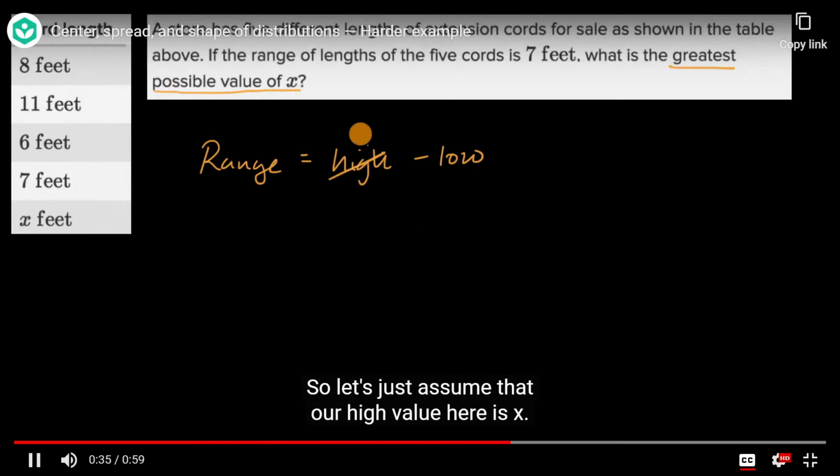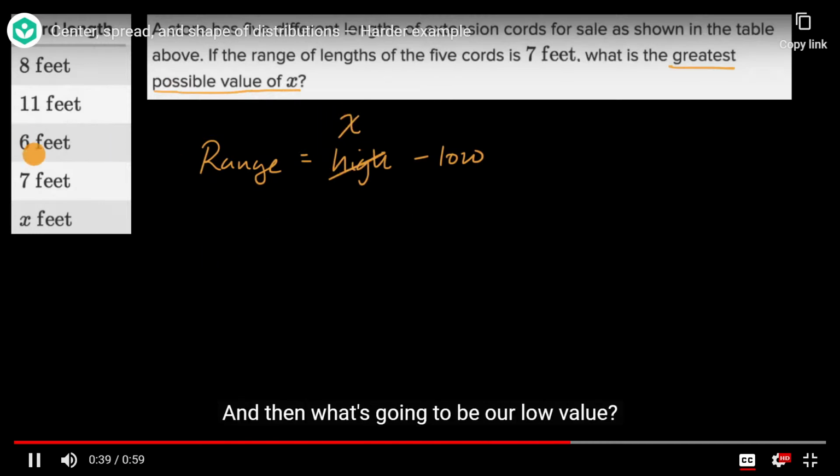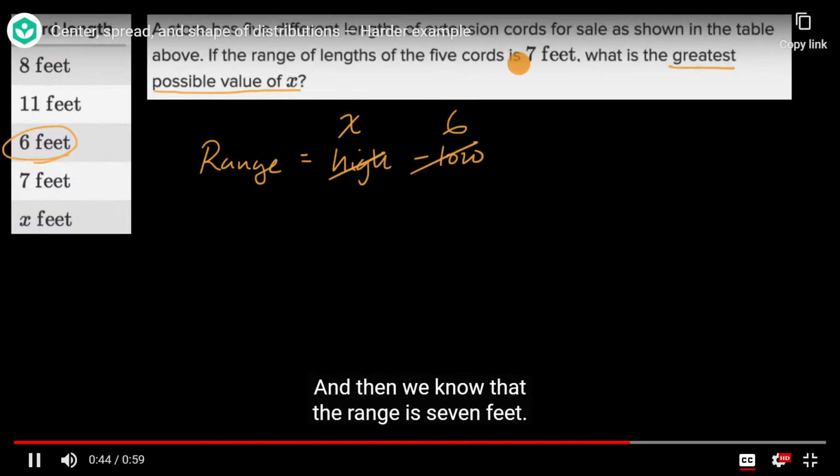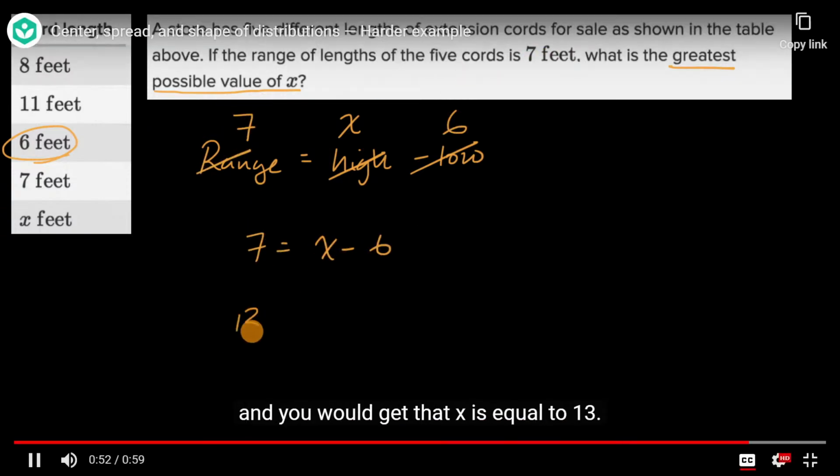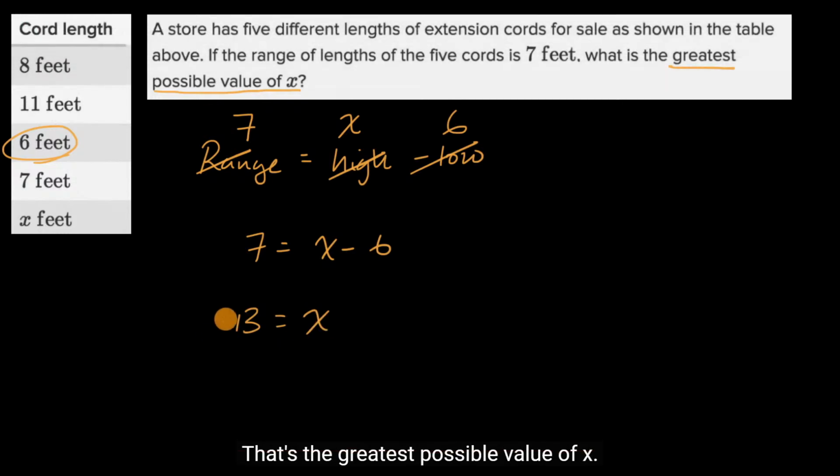And then we know that the range is 7 feet. And so we get 7 is equal to x minus 6. You can add 6 to both sides, and you would get that x is equal to 13. That's the greatest possible value of x.